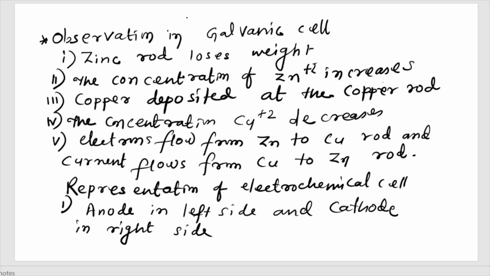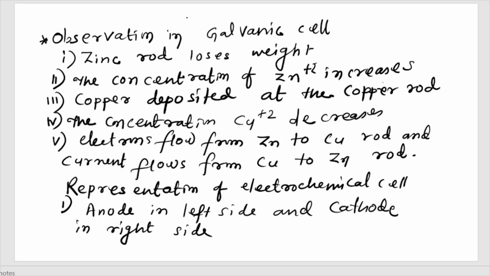Then the observations in the galvanic cell. What are the main observations you can find? The zinc rod loses electrons, and the concentration of Zn2+ in the solution increases. The zinc dipped in zinc sulfate solution loses weight and the Zn2+ concentration increases. Copper is deposited at the copper rod and the concentration of Cu2+ decreases.